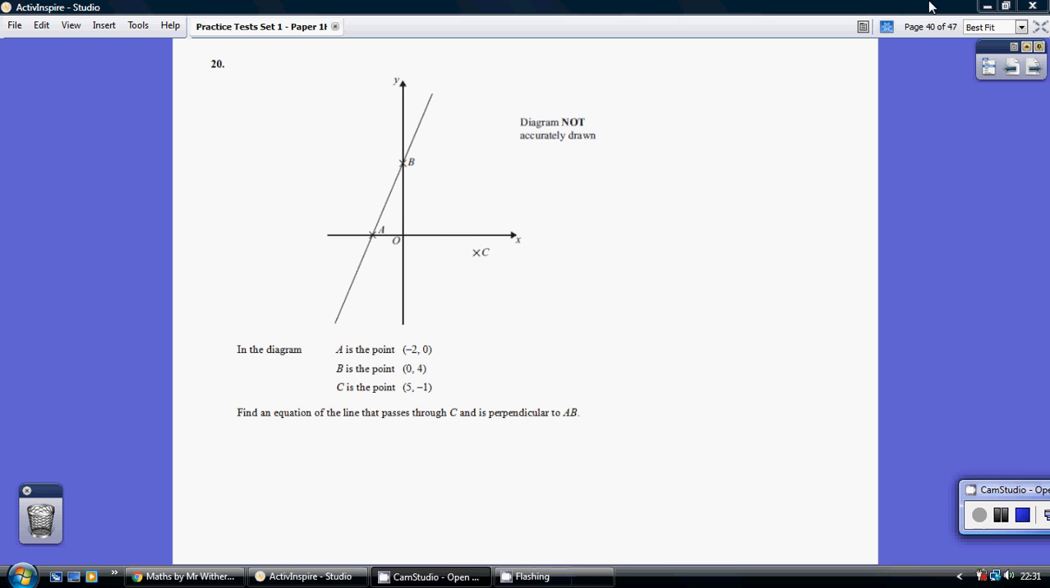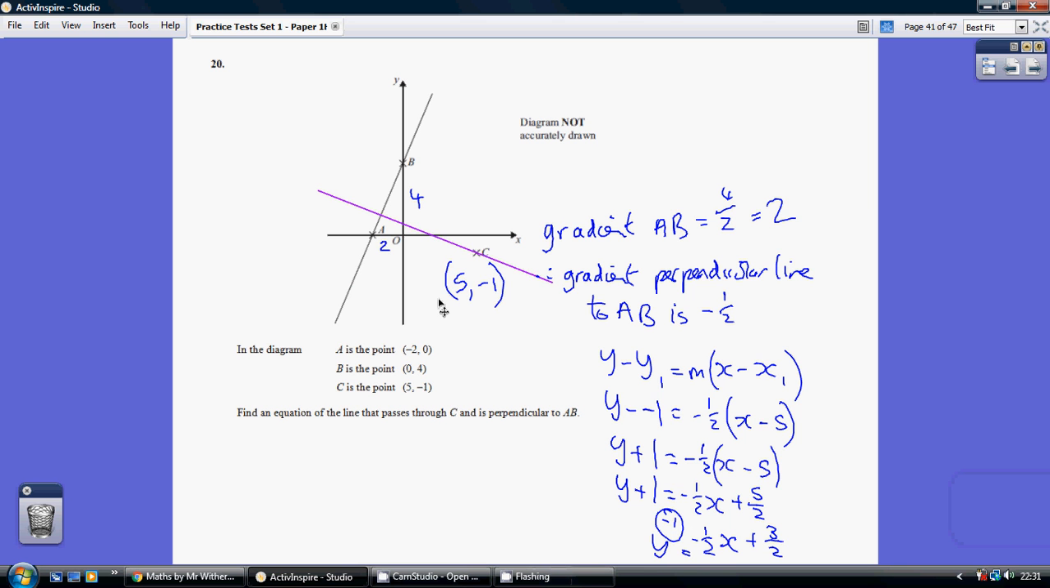Question 20. So I've got to find an equation of the line that passes through C and is perpendicular, so at 90 degrees, to the line AB. So that's this purple line here.